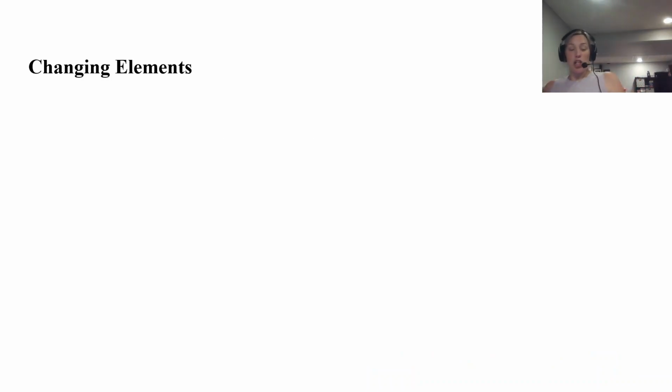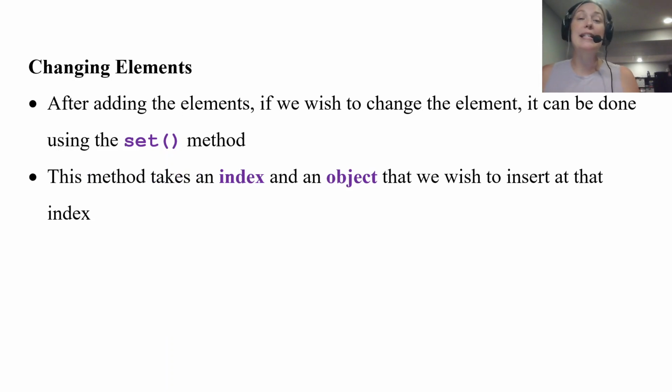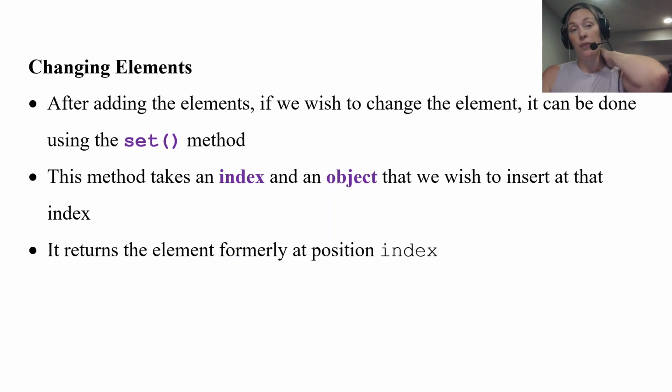Now let's talk about changing some elements. Okay, so after adding the elements, if you want to change them at any time, use the set method. Similar to our setters and getters, you know the whole drill. Set method. This method takes an index and an object that you want to insert at that index. It does return the element that was formerly at that position, so whatever you ended up replacing, it will return that. But you don't have to have a variable to get that unless you want to.